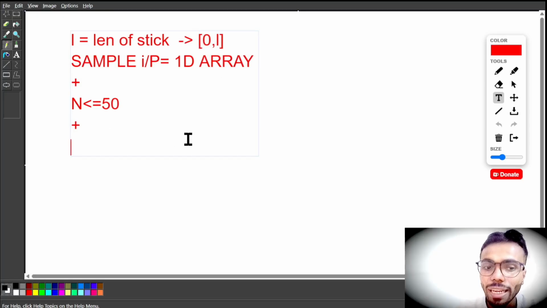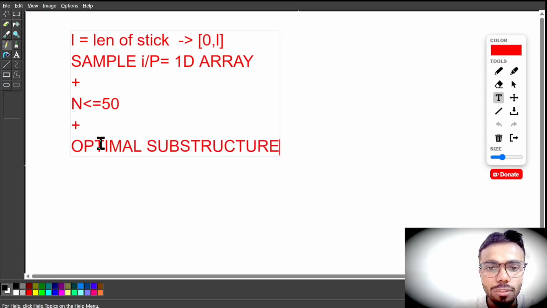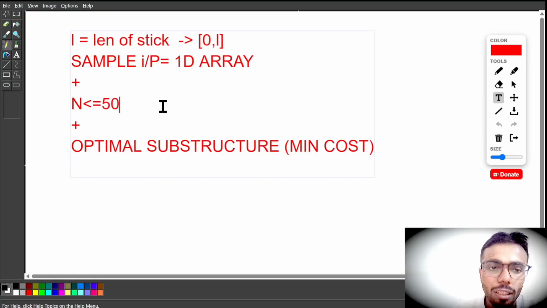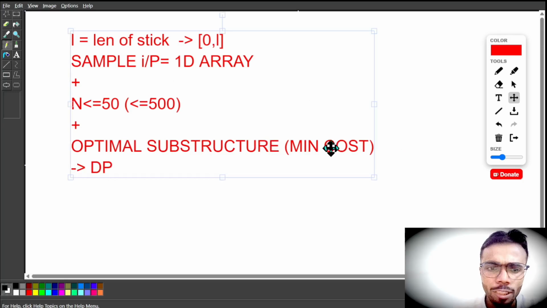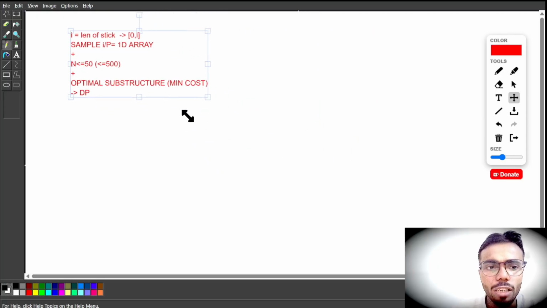So since I need to find the minimum cost to perform all cuts in this given range, can I say that I'm looking at an optimal substructure, right? So what is the optimal substructure here? The optimal substructure is the minimum cost. If our n is pretty small, like less than 50, or even let's say less than 500, then it also works. And I am looking for optimal substructure with minimum cost, which points to DP, right? Yeah. So one thing I can conclude is that I am looking for DP here.